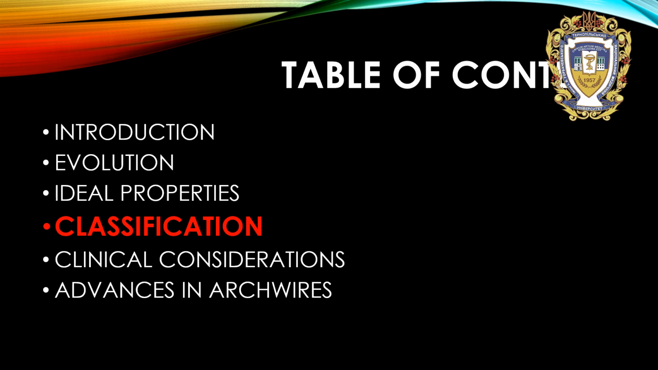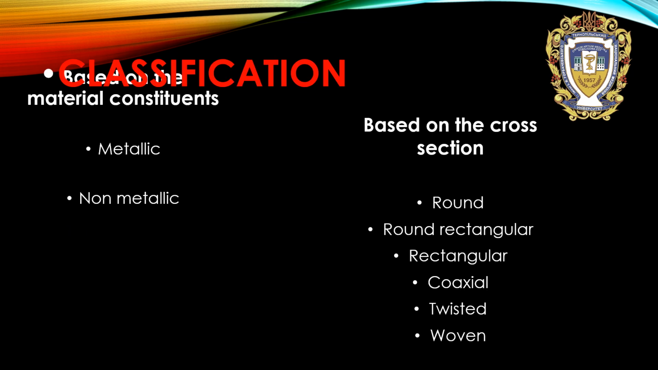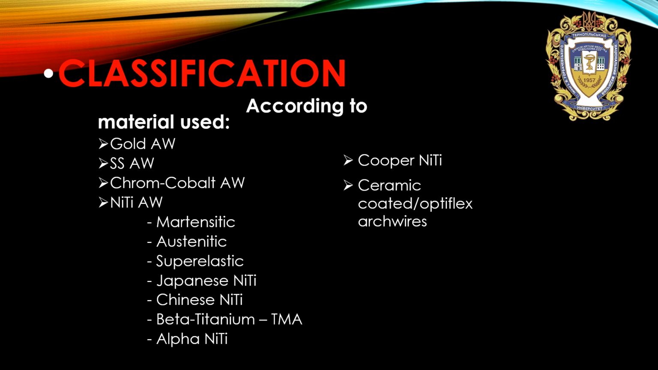Classification of archwires. Classification based on the material constituents: metallic or non-metallic. But based on the cross section, archwires can be round, rectangular, coaxial, twisted, woven.